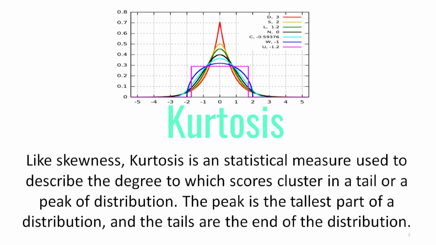Like skewness, kurtosis is a statistical measure used to describe the degree to which scores cluster in a tail or a peak of a distribution. The peak is the tallest part of a distribution, and the tails are the ends of the distribution. Basically, kurtosis is a way of presenting our data.